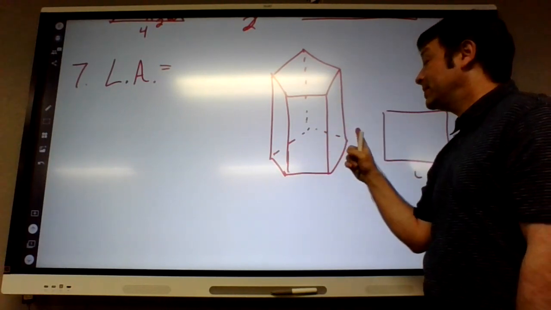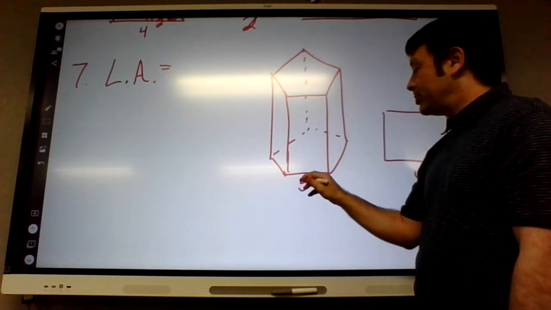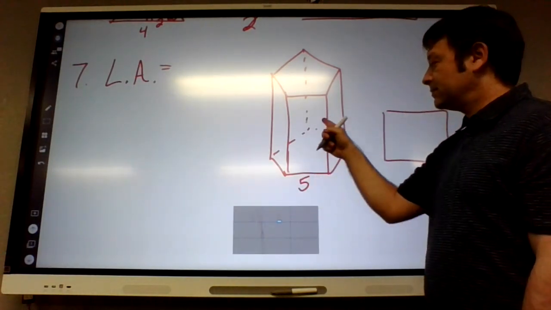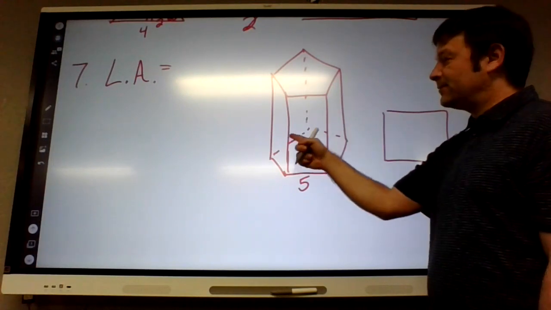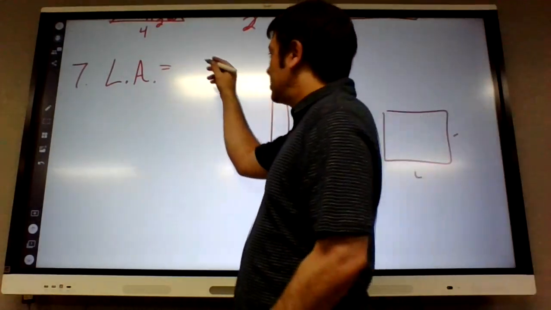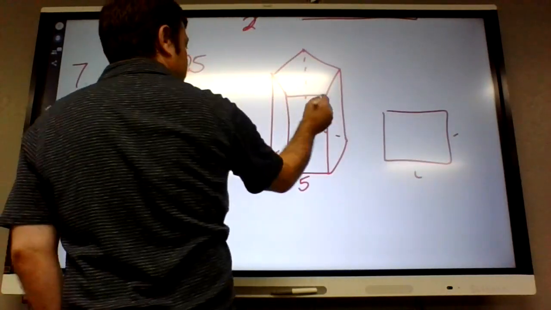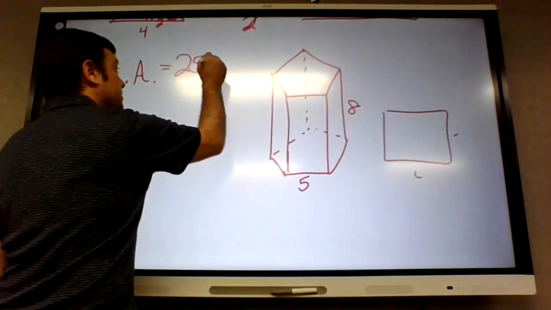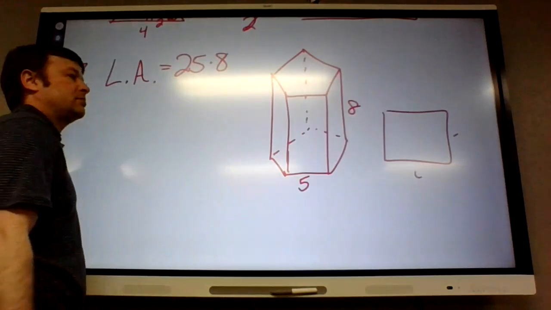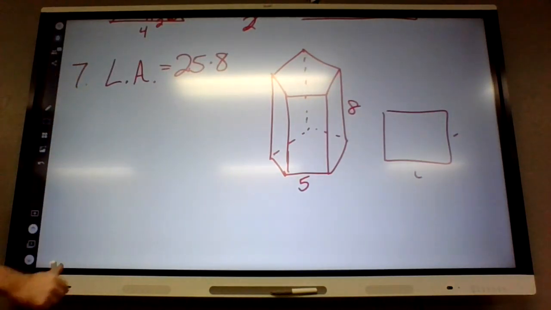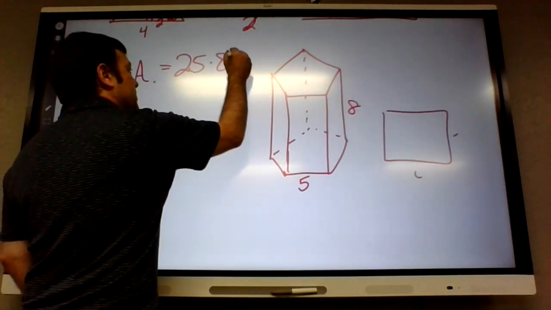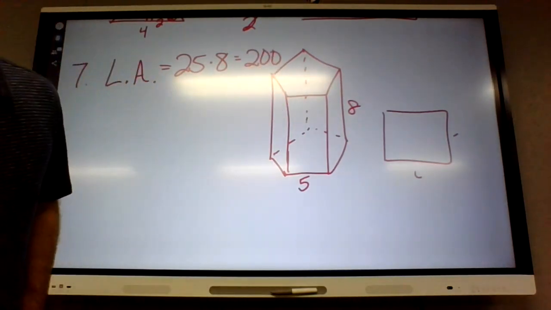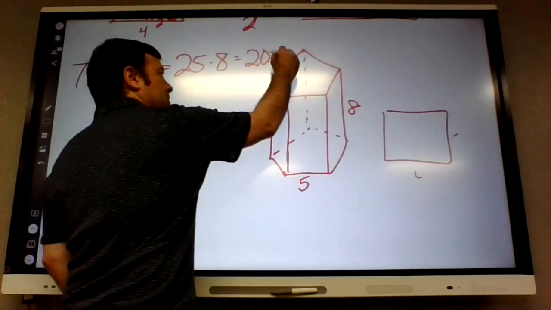All right, anyways. What would the perimeter of the base be if that's a 5? 25, because there are 5 sides of 5. 5 times 5 is 25. So it's 25 times, and they just told us the height was 8. That would be 200 meters squared.